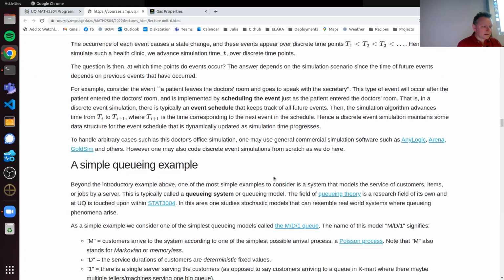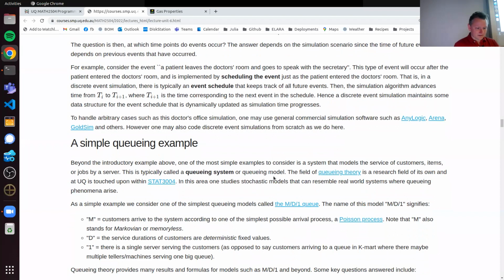Okay. So the question that the simulator needs to answer is, at what point in time do the events occur? And once you know that time, you just have to evaluate those events, right? And the times that they occur obviously depend on the randomness and also on the model itself, right?